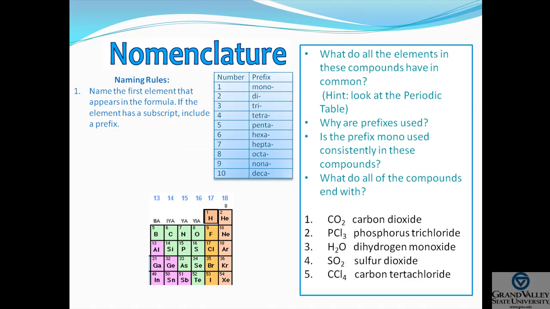Also, notice that the prefix mono is not included when naming the first element. For example, the proper name for CO2 is carbon dioxide, not monocarbon dioxide. Another pattern that is present is the second element in each compound ends with "ide."